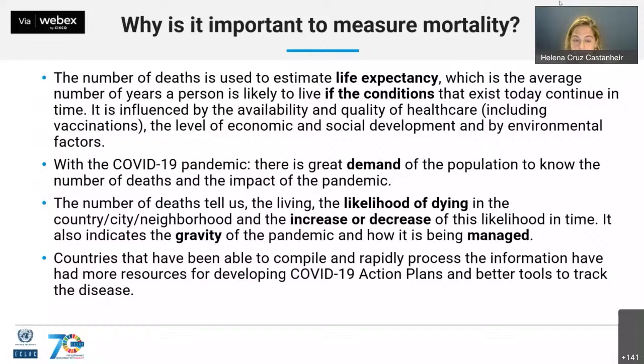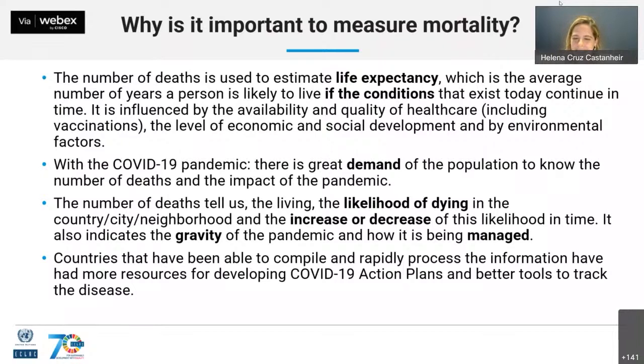And countries that have been able to compile and rapidly process the information have had more resources for developing COVID-19 action plans, and also better tools to track the disease.